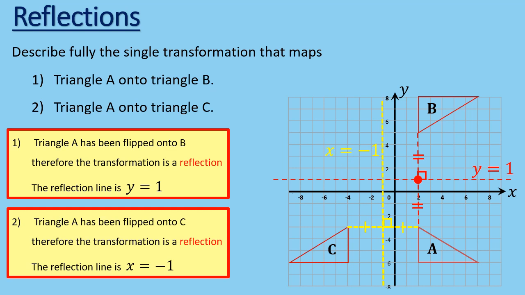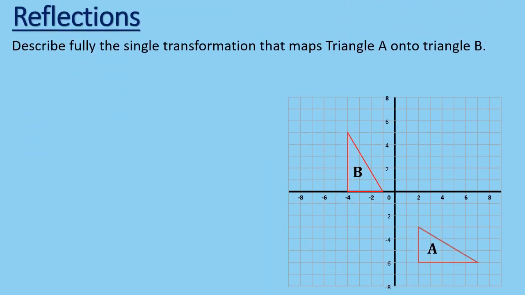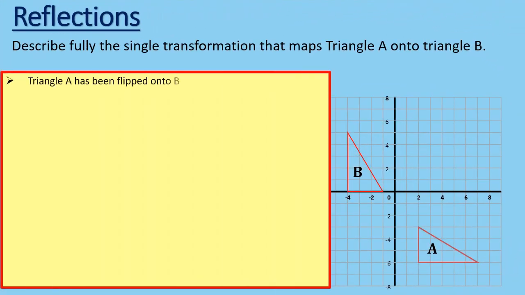In the following slide, we will solve a slightly more complex problem. Please pause the video and try to solve the problem on your own before checking the answer. It is clear that triangle A has been flipped onto triangle B, therefore the transformation is a reflection. To find the equation of the reflection line, let us repeat the steps from the previous problem.